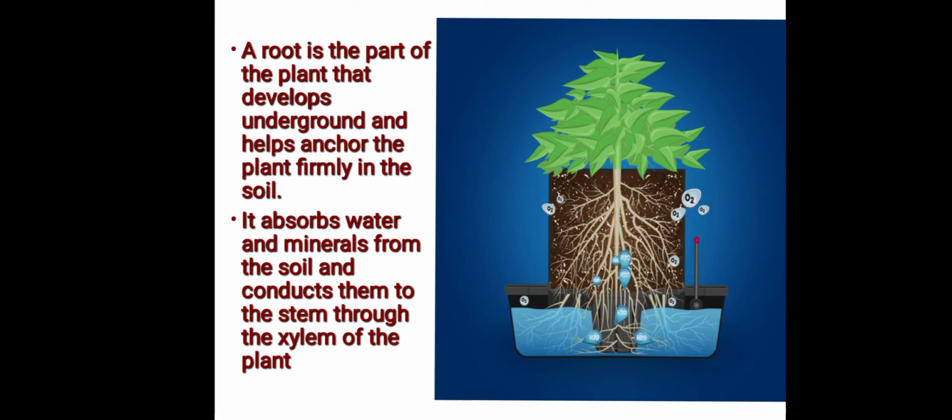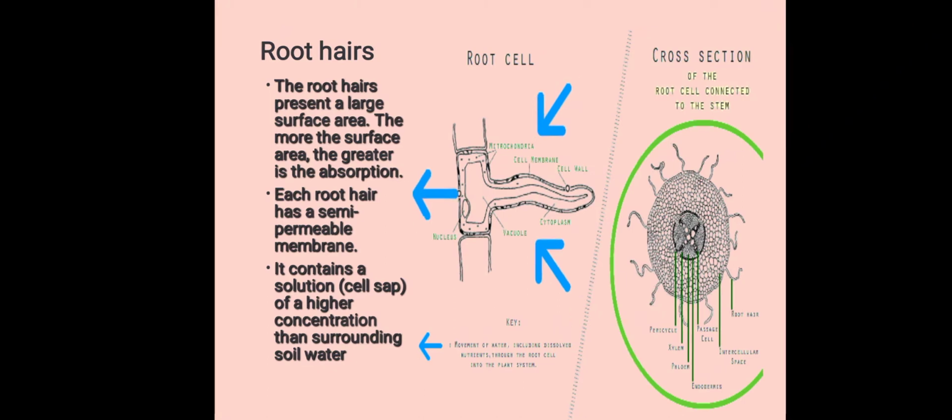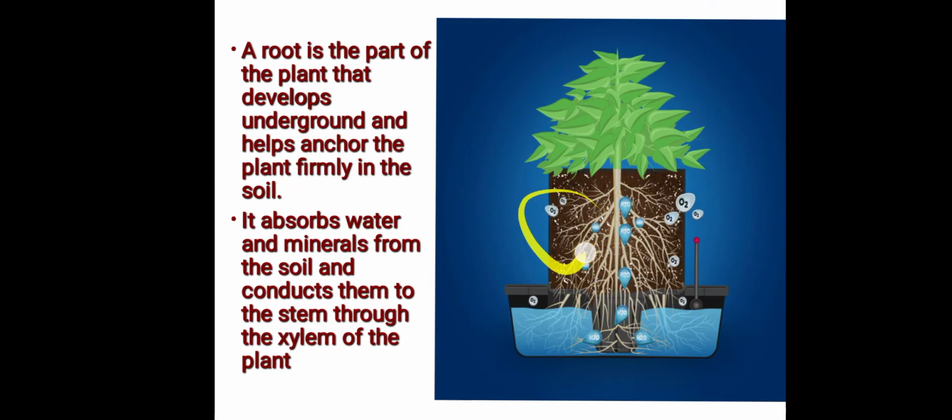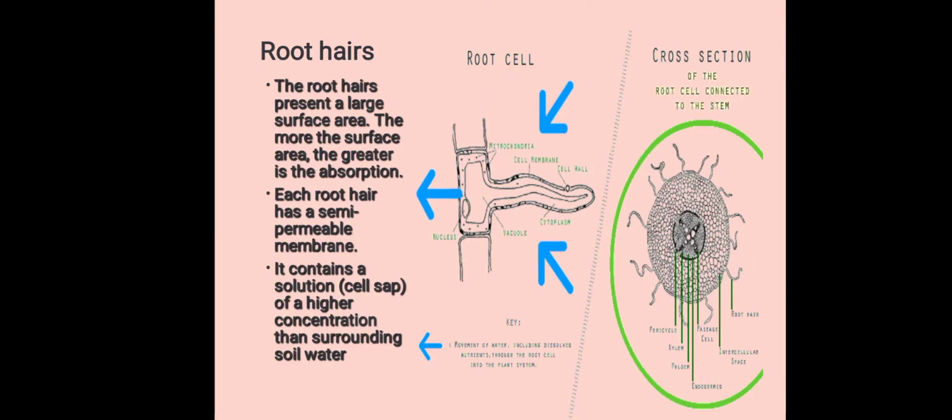The main function of the root is to anchor the plant firmly in the soil. Now, the root hairs. As you can see, root hairs over here. The root hairs present a large surface area. The more surface area, the greater is the absorption.